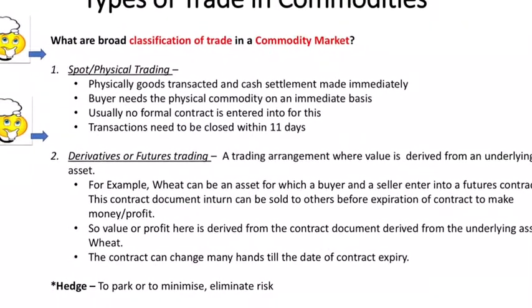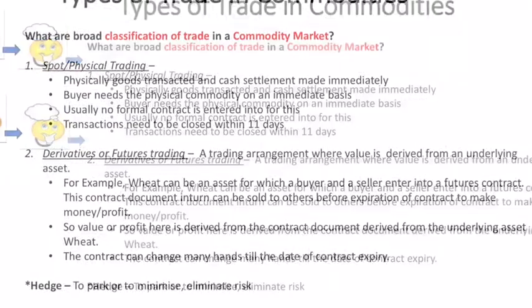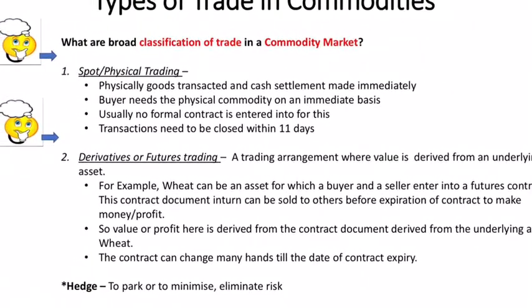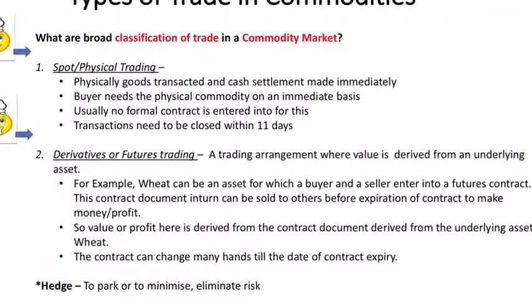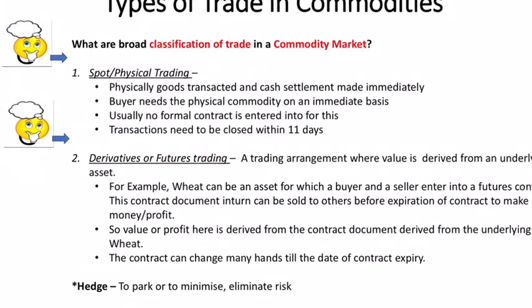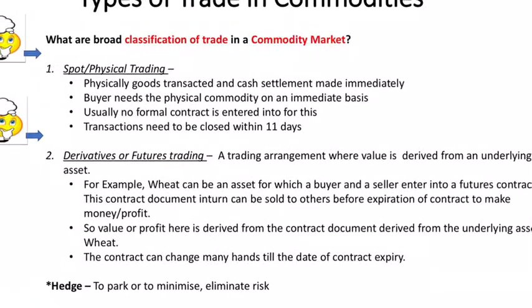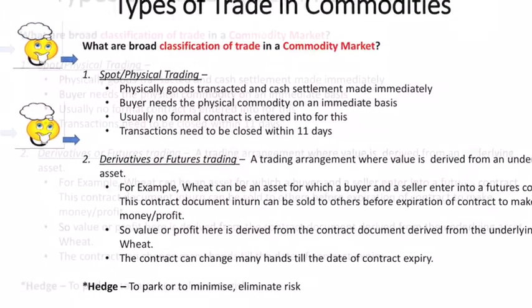Here I have given an example. Wheat can be an asset for which a buyer or a seller enter into a futures contract. So the contract document in turn can be sold to others before its expiration, and by this they make money. So the underlying asset is wheat here, and the value derived is the profit. When such an arrangement is there, it is called derivatives, trading in derivatives.